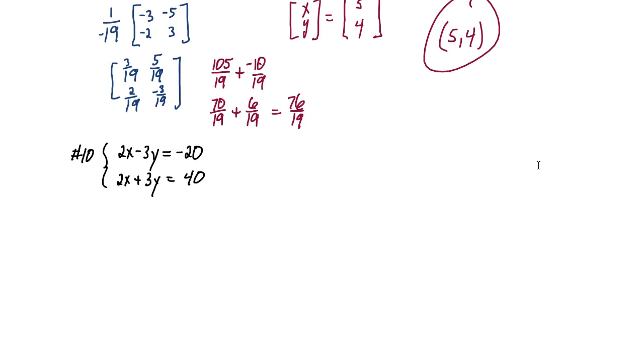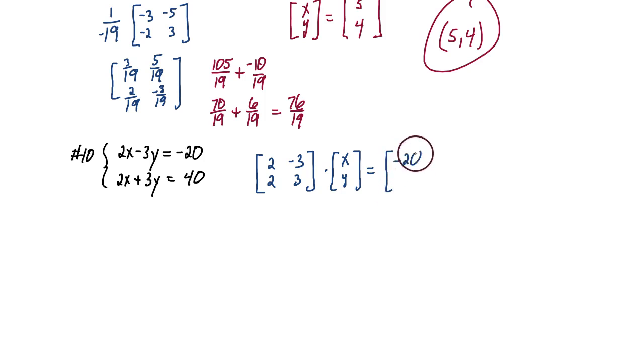Finally, number 10. Let's do a quick check to make sure we're not a special case, and it's not. So now let's do the matrix equation technique. So 2, -3, 2, 3. Then x and y equals, and then -20 and 40.